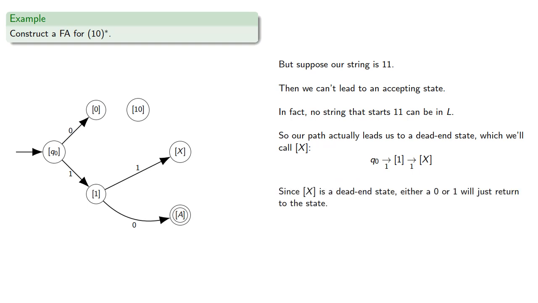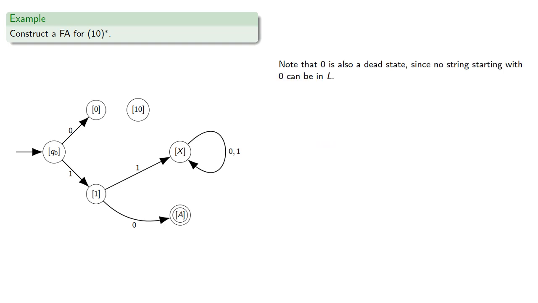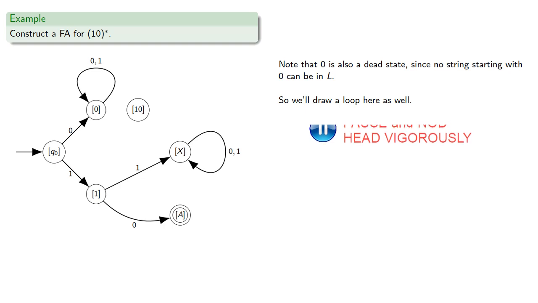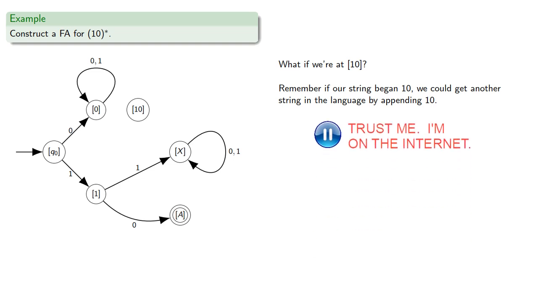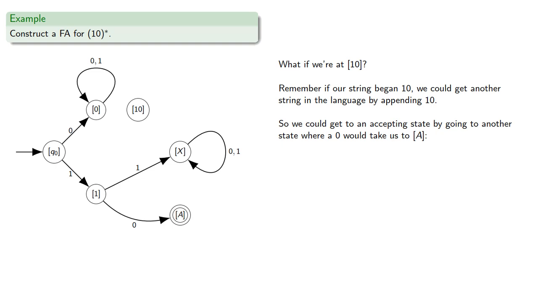Since X is a dead end state, either a 0 or 1 will just return us to the state. We could represent this by a loop back to the state. Note that 0 is also a dead state, since no string starting with 0 can be in L, so we'll draw a loop here as well. What if we're at 1, 0? Remember, if our string began 1, 0, we could get another string in the language by appending 1, 0. So we could get to an accepting state by going to another state, where a 0 would take us to A.